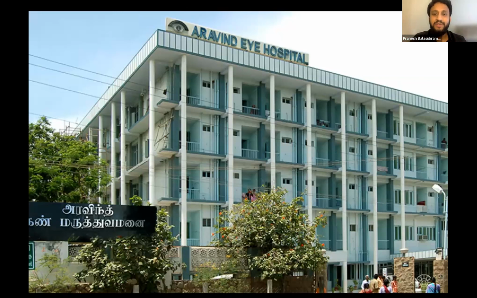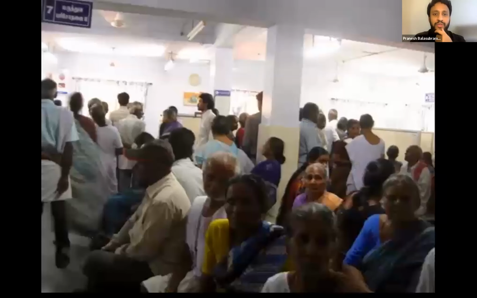For almost 7 to 10 years, I was working in one of the busiest hospitals in the world, called Aravind Eye Hospital in South India, where we see around 1,500 patients in one center in a day. So every doctor, irrespective of the position, be it a resident or a consultant, is supposed to see at least 60 to 80 patients per day.